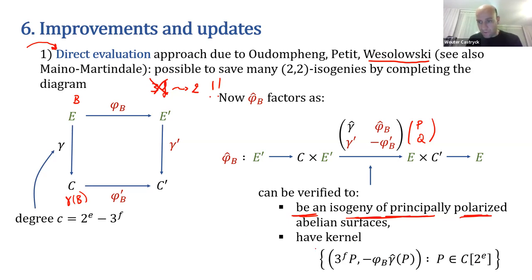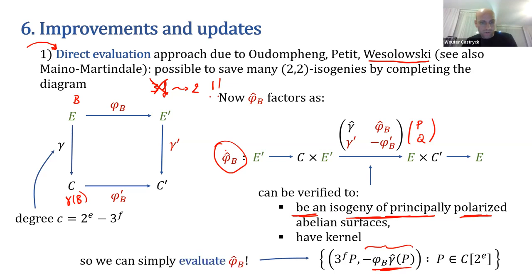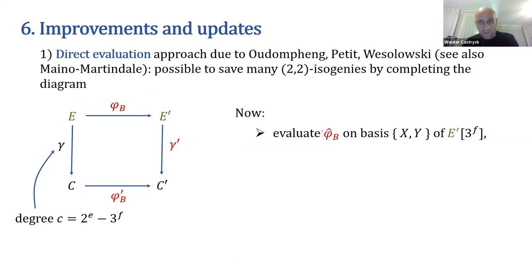If you look at the start from the 2^e torsion here, you need basically to be able to compute this, so gamma hat and then phi B, but phi B, you know its action on the 2^e torsion. So you can write down this point, so you can quotient out this kernel. In other words, you can compute this map, but then you can also compute phi B hat. Okay. And so basically what you do is you use this principle to evaluate phi B hat on a basis of the 3^f torsion. So once you have phi B hat, you can evaluate it on a basis of the 3^f torsion.